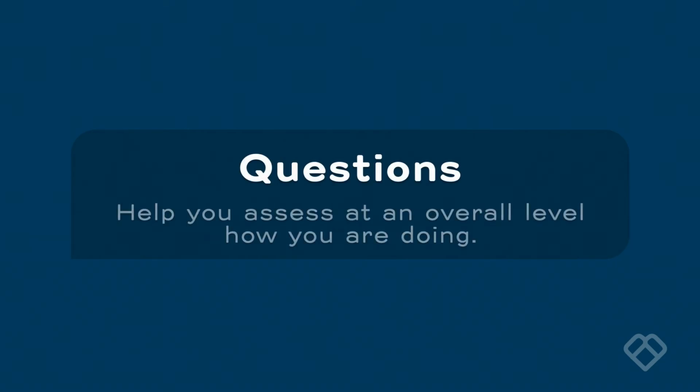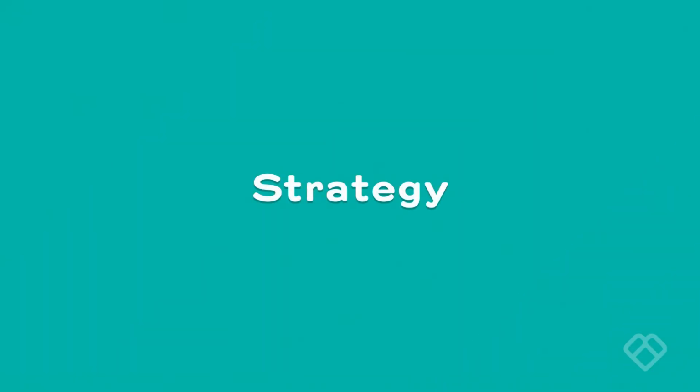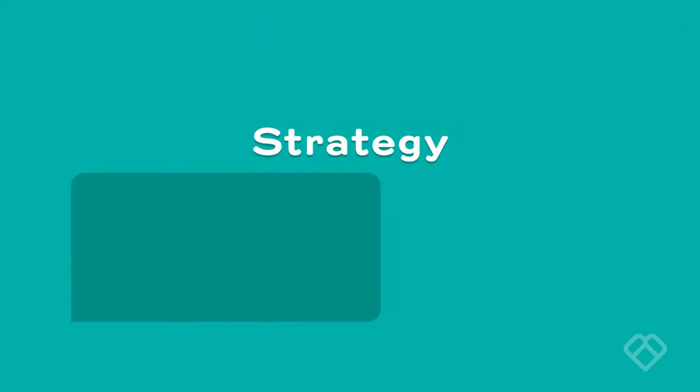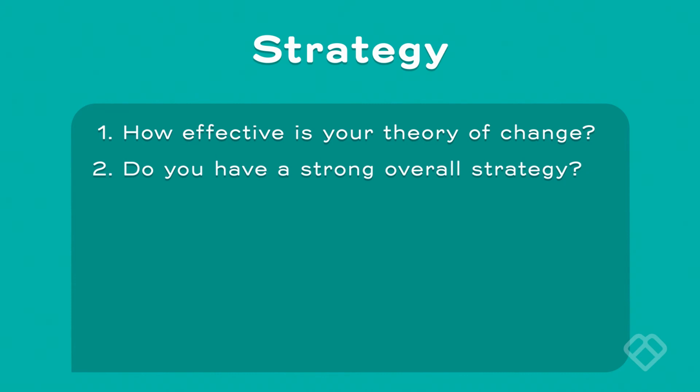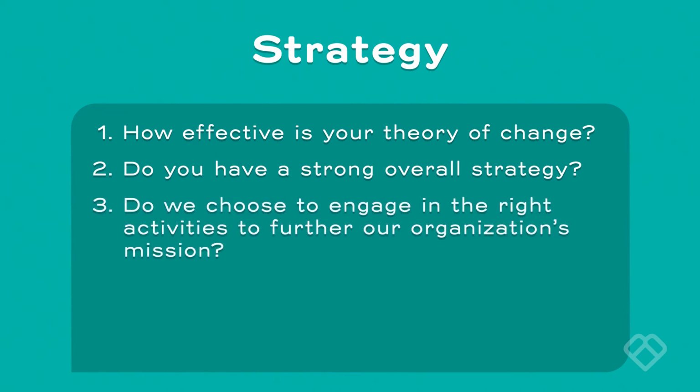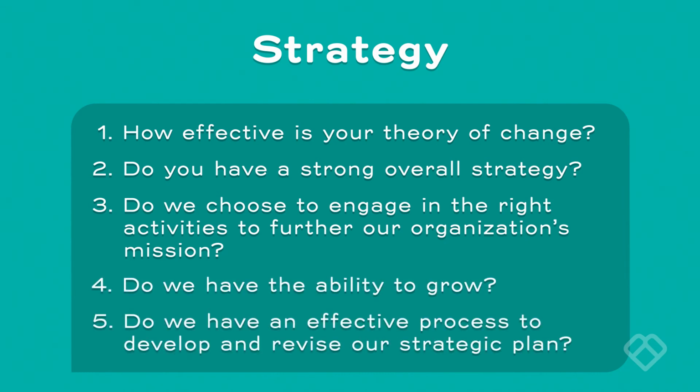Behind each of these dimensions is a series of questions. These questions are designed to help you assess at an overall level how you're doing. For example, on strategy, we ask 5 key questions. 1, how effective is your theory of change? 2, do you have a strong overall strategy? Do we choose to engage in the right activities to further our organization's mission? Do we have the ability to grow? And do we have an effective process to develop and revise our strategic plan?